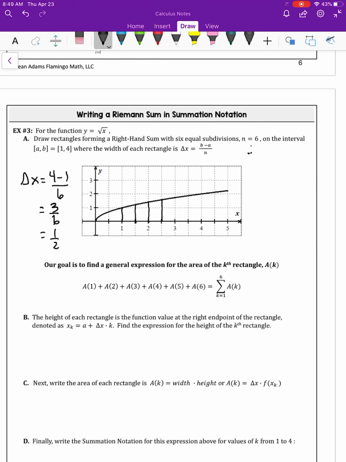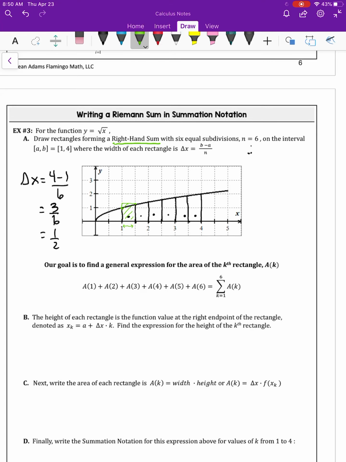So I've got 4 minus 1 over 6. So 4 minus 1 is 3. 3/6 is 1/2. That means each one of our intervals is going to be a half. And look how this x-axis is drawn. We start at 1, so I'm going to show my divisions here because it's going to be every single half from 1 to 4, and there should be 6 of them when you're done. So 1, 2, 3, 4, 5, 6. So there are 6 of those.